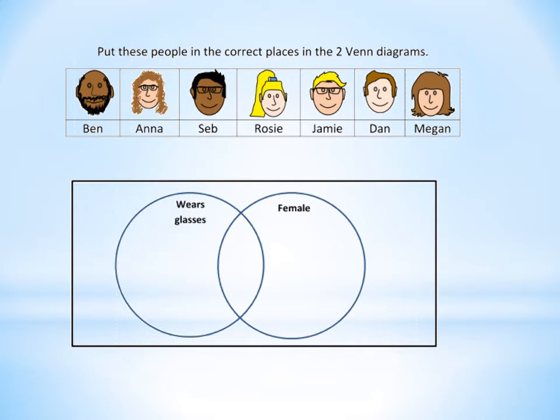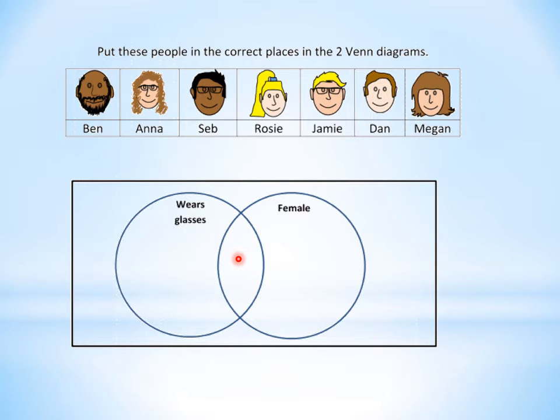What do I have here? I have two circles. The first circle wears glasses. The second circle, females. What about this common part? Yes, it is for the names that I want to put in both circles. So this part is for females that are wearing glasses. Okay, let's fill this part.